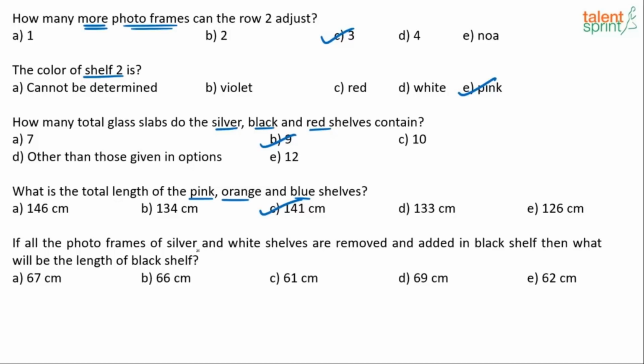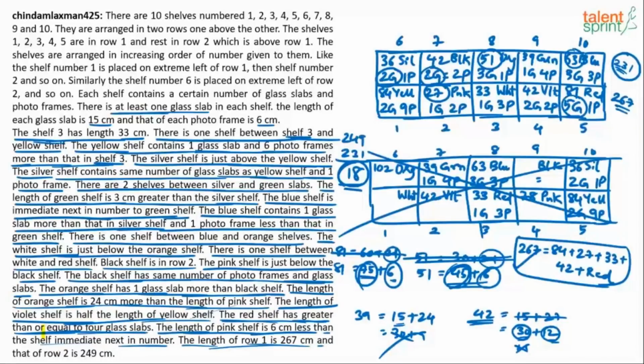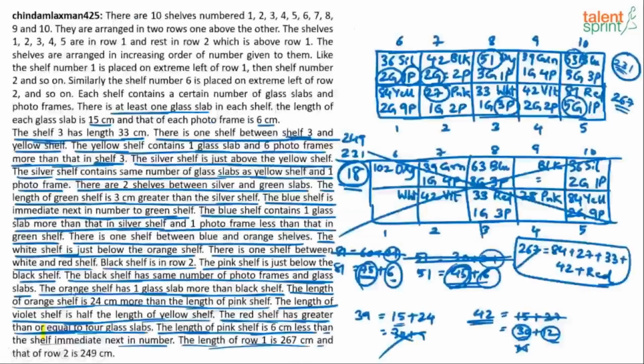If all the photo frames of silver and white shelves are removed and added in black shelf, then what will be the length of black shelf? What is it saying? All the photo frames of silver and white are transferred to black. Only photo frames. Remember, only photo frames. So move the silver and white photo frames to black shelf and then find out the new length. So how many photo frames are there in silver? 1. How many photo frames are there in white? 3, right? Silver and white are moved to black shelf. So silver has got 1 photo frame, white has got 3 photo frames.